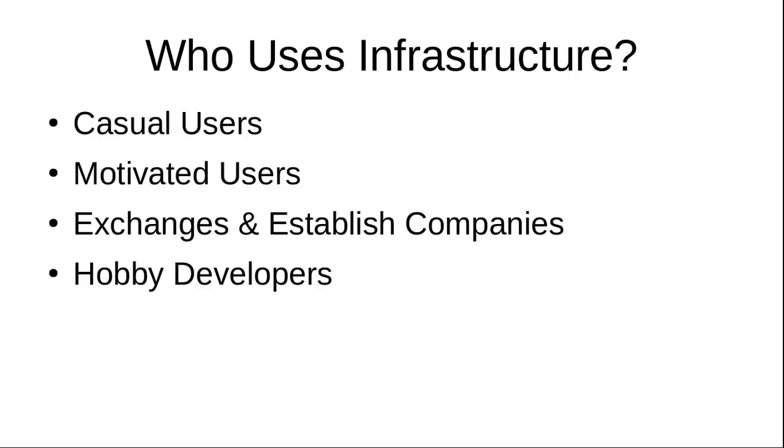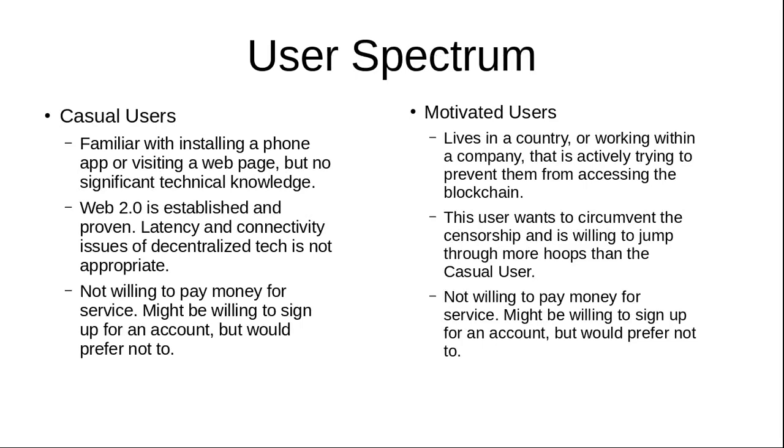So in pursuit of getting down to that goal, let's talk about who uses infrastructure. Over the years, as I've talked to businesses and users, I can pretty much put everyone into one of these 4 buckets, and I'll go into detail on each of these in a minute. There's the casual user, the motivated user, exchanges and established companies, and hobby developers. First, let's talk about this user spectrum, and that's how I visualize this, as a spectrum.